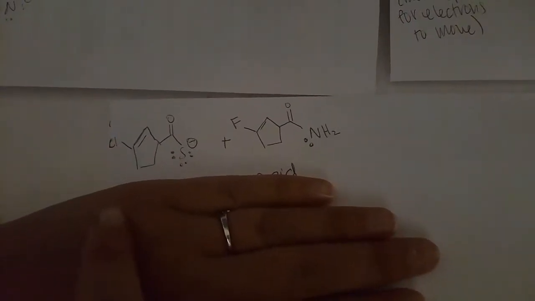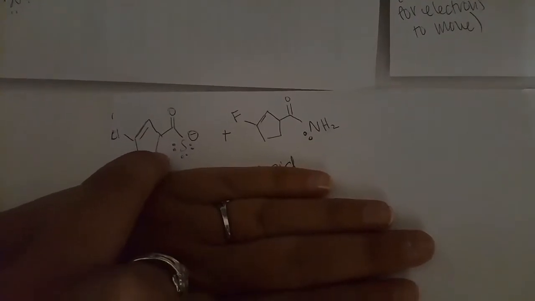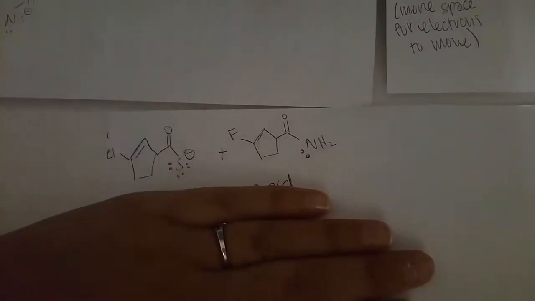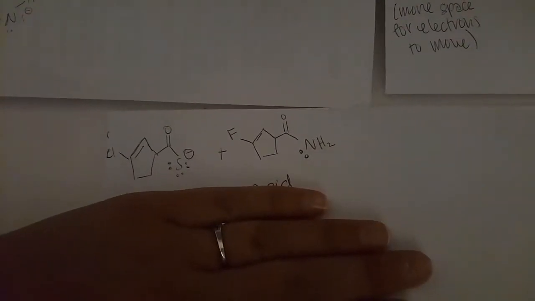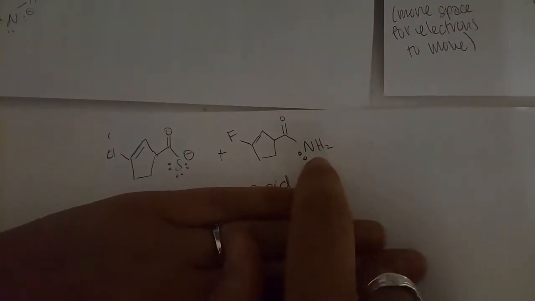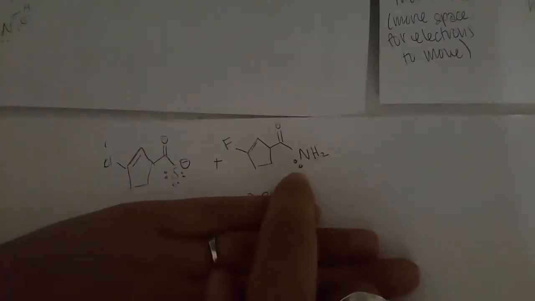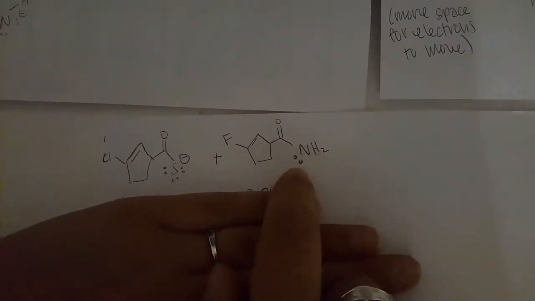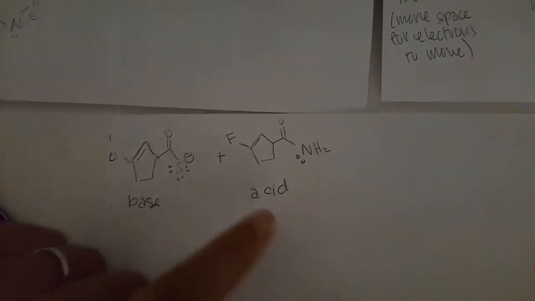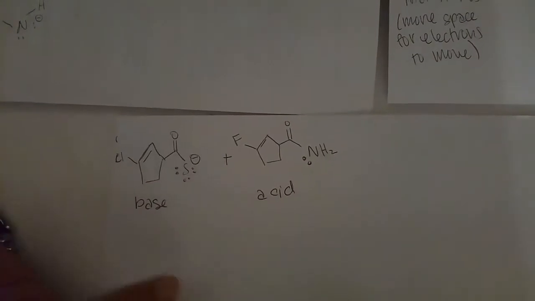Okay, so first we're going to assign which one's an acid and which one's a base, and I also already drew out the lone pairs of electrons. So sulfur, because it has a negative charge, has 3 sets of lone pairs of electrons, so 6 electrons total. And nitrogen, which has a neutral charge, because it's bonded to 2 hydrogens and a carbon, has 1 set of electron pairs. Okay, so this one with the sulfur is going to be a base, and the one with the nitrogen is going to be an acid.